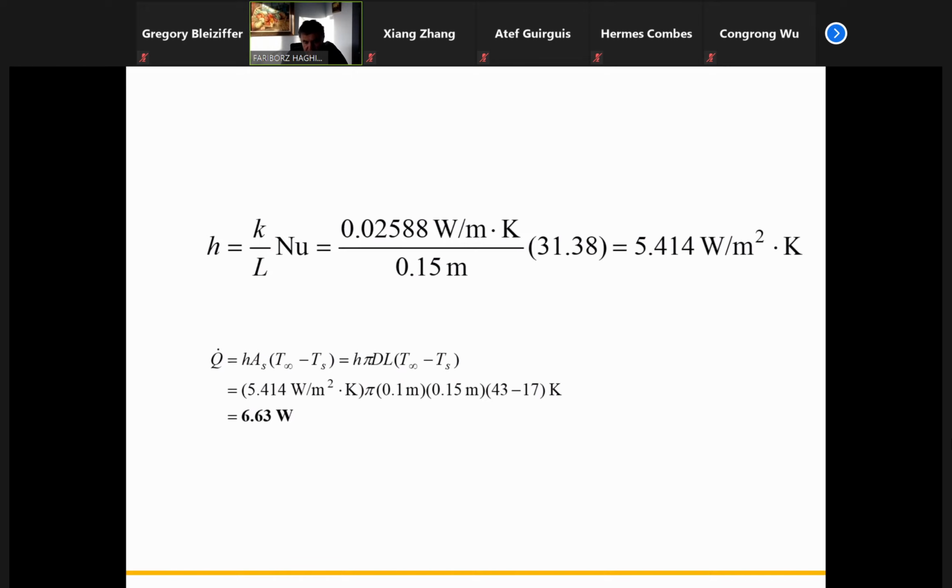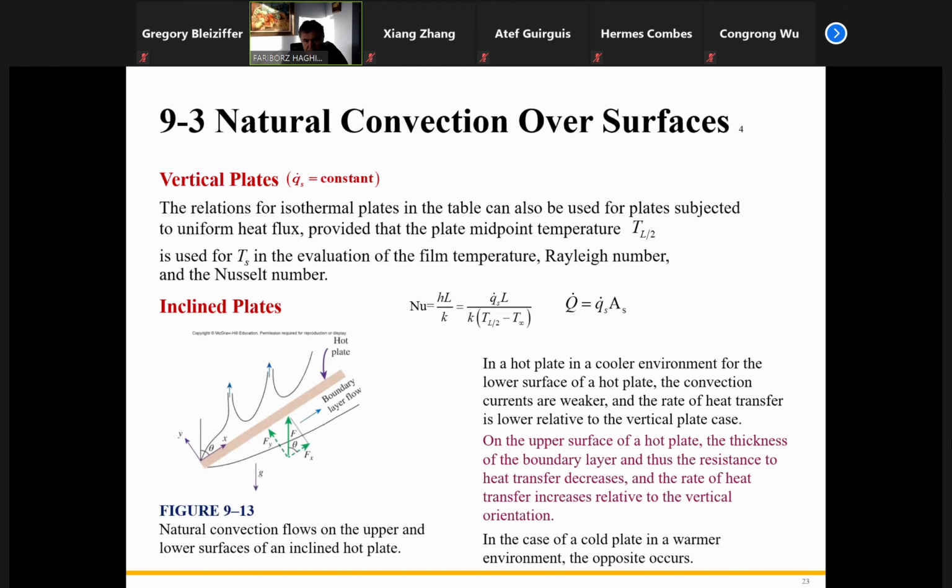Now we have a table that gives us a few samples. These are sample correlations for some geometries. It can also happen for an inclined surface. This one is for the vertical plate.